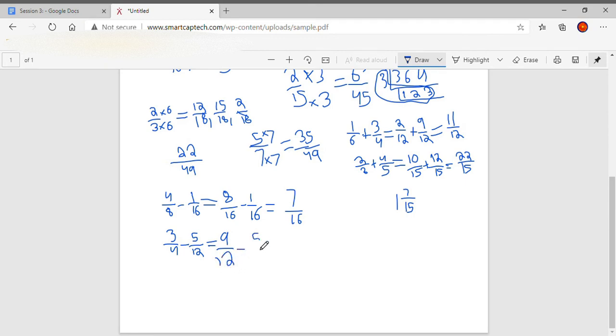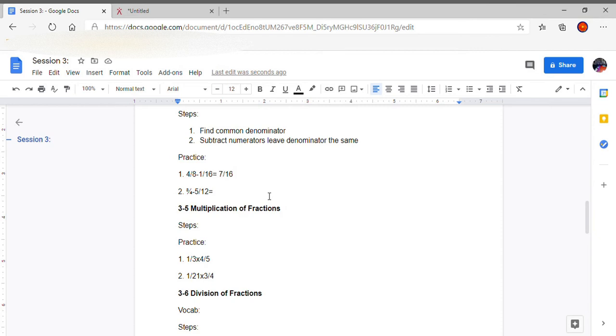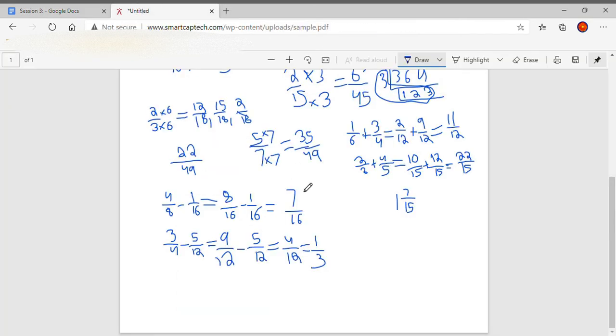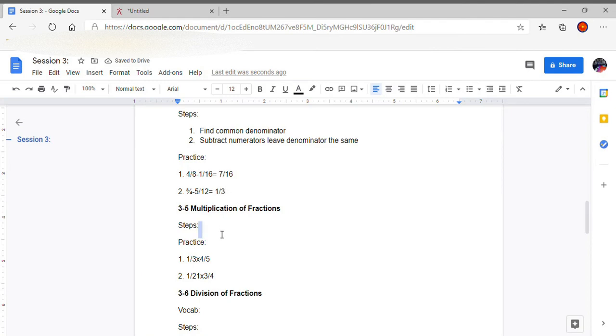minus 5 over 12. 9 minus 5, 4. Denominator stays the same. So the answer is 4 over 12. And if you want, you can simplify it. When you divide both of them by 4, you can simplify it to 1/3. And on most tests, they like the simplified version. But you have to know that these two are exactly the same. So I'm just going to write it as 1/3.